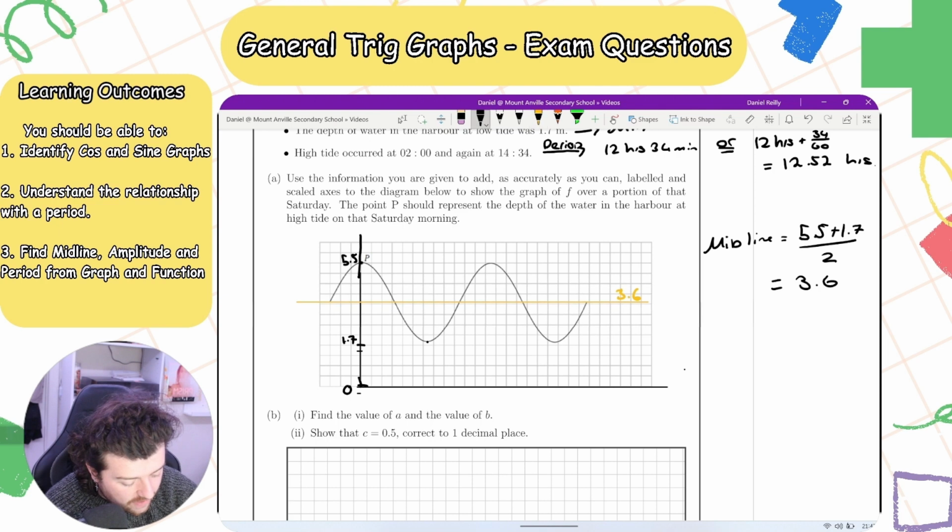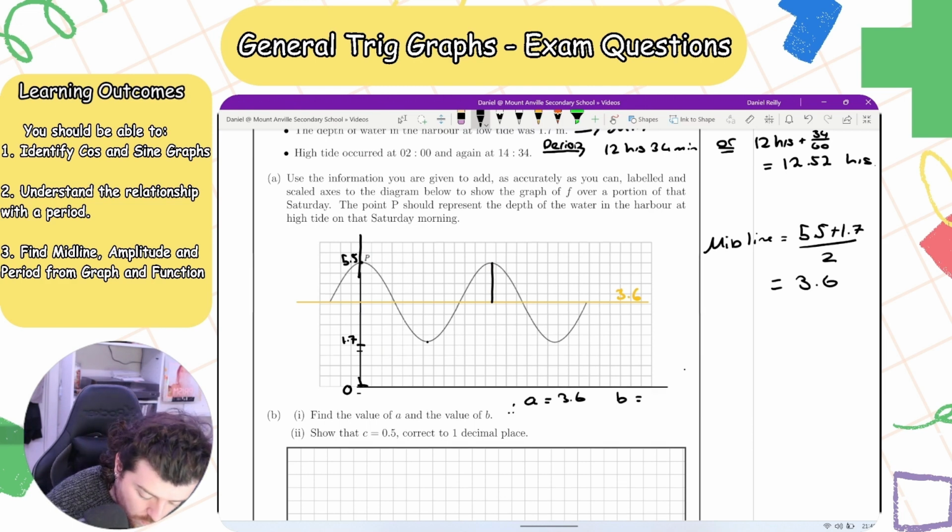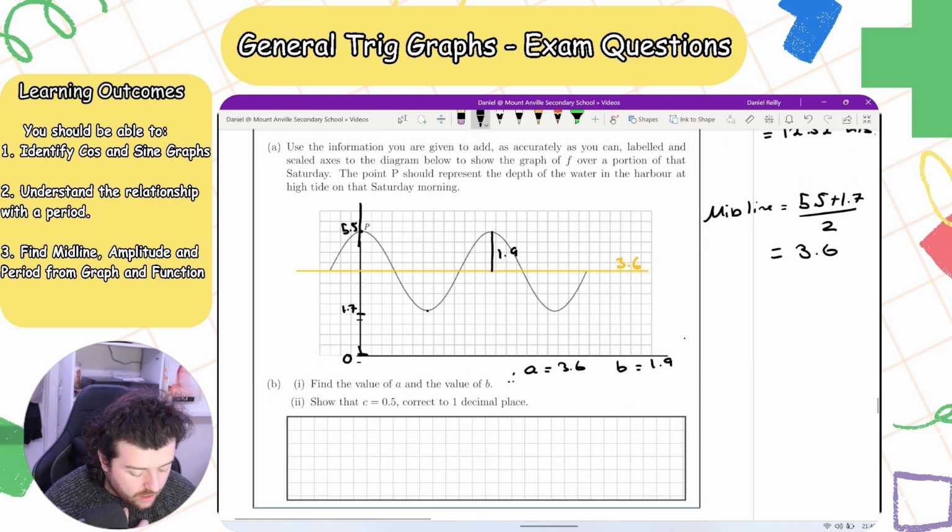Okay, find the value of A and B. Well, A is my midline, so A is going to be 3.6. B is my amplitude. So what's the distance from 3.6 to my maximum point? Well, it's going to be 1.9. And this is a positive cosine graph because I'm starting at a maximum. So B is going to be 1.9. Bada boom, bada bing.